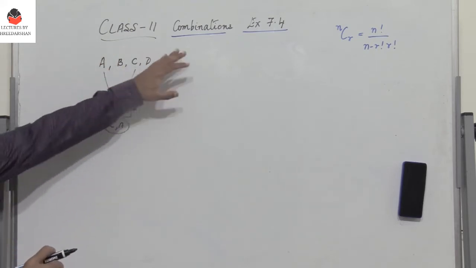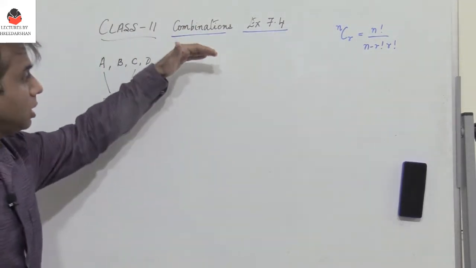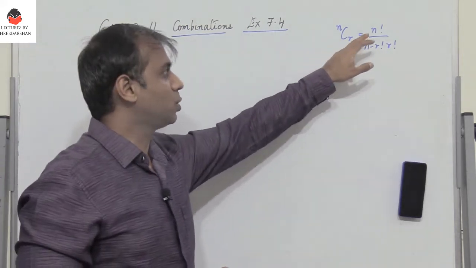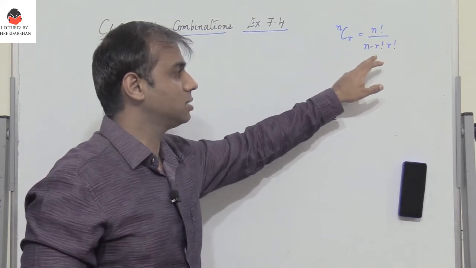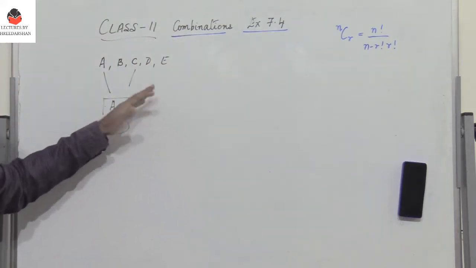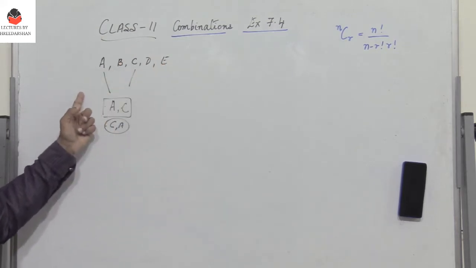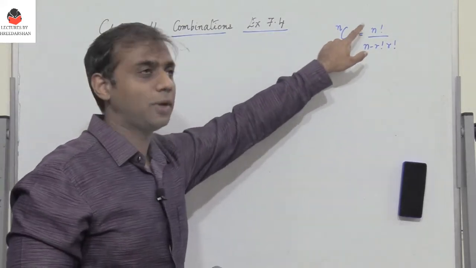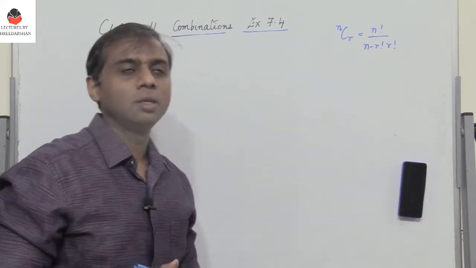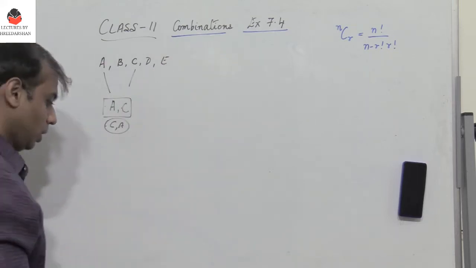So in such cases, we use the formula which is nCr, right? All the problems given in exercise 7.4 use the formula nCr equals n factorial divided by (n minus r) factorial into r factorial, where we need to find the number of combinations. So how many ways in which I can select 2 among these 5 is given by 5C2, which is 5 factorial divided by (5 minus 2) factorial into 2 factorial. So let's solve the problems given in exercise 7.4 and let us see how we can go about it.